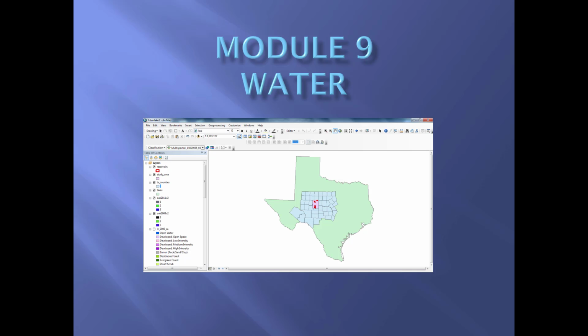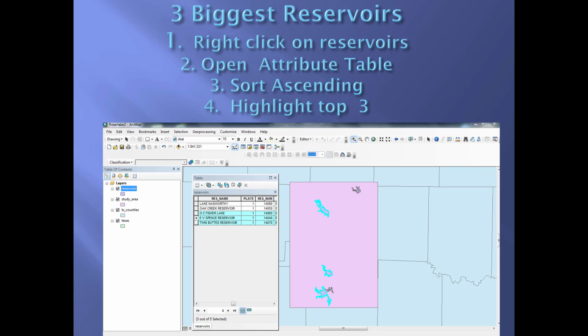This is an introduction to Module 9 from Making Spatial Decisions using GIS and remote sensing, and it is going to cover water. So we'll be working in an area in Texas, and you can see the state of Texas here with some counties, and there are some reservoirs that are highlighted in red. So that's what you will be analyzing for this module.